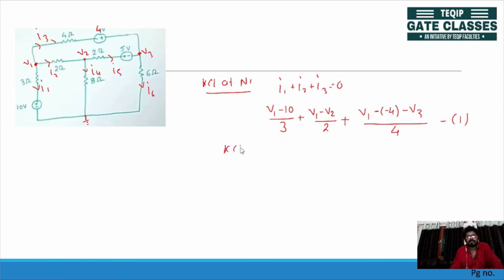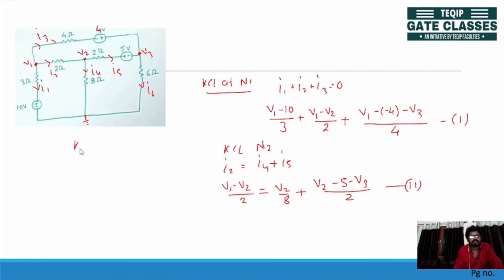Apply KCL at node 2. At node 2 here, I2 is coming, I4 and I5 are outgoing. So I2 is equal to I4 plus I5. Next, convert it into node voltage. So I2 is V1 minus V2 by 2. I4 is V2 by 8. I5 is V2 minus 5 minus V3 by 2. So this is your second equation.